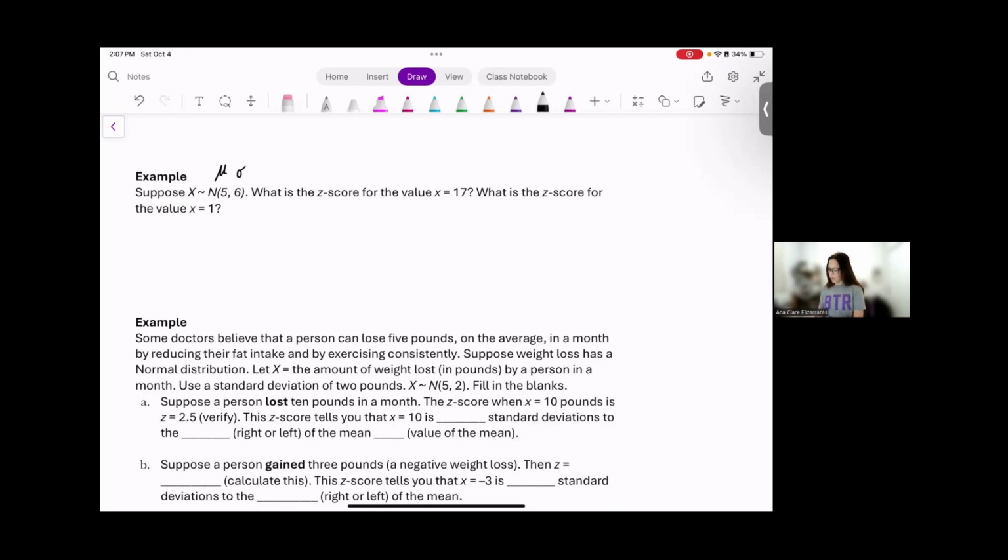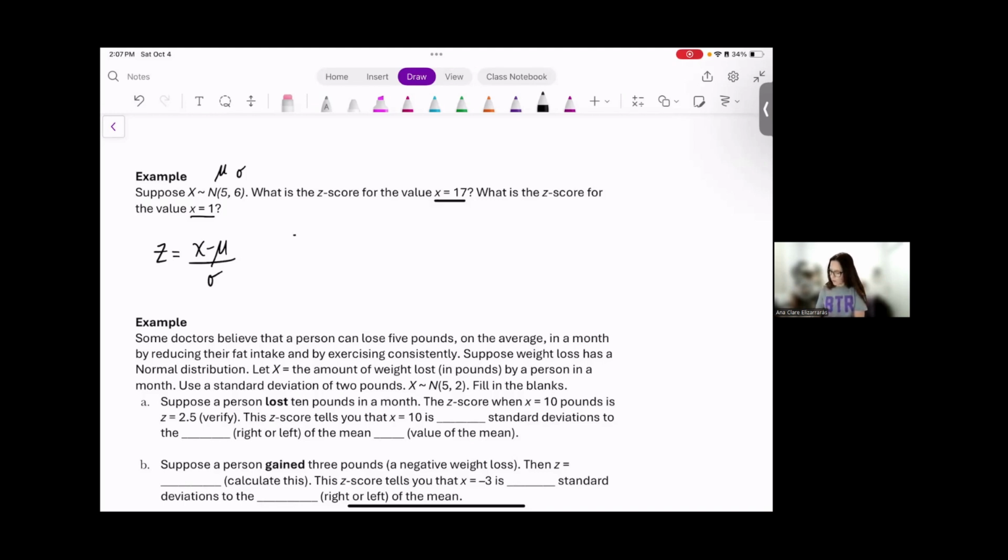What is the z-score for the value x equals 17? And what is the z-score for the value x equals 1? We need to know the z-score formula. For populations, the z-score formula is the value minus the mean, divided by the standard deviation. You always do the value first, because if the value is larger than the mean, you need a positive. And if the value is smaller than the mean, you need a negative. And in order for that to happen, the value has to come first.